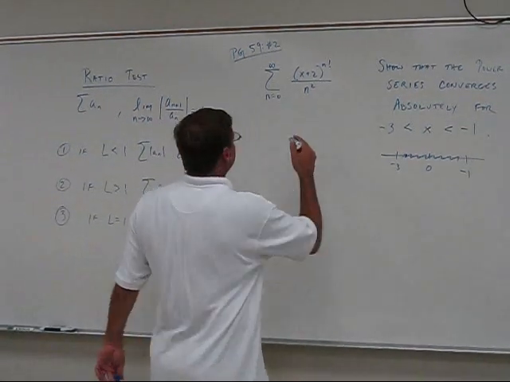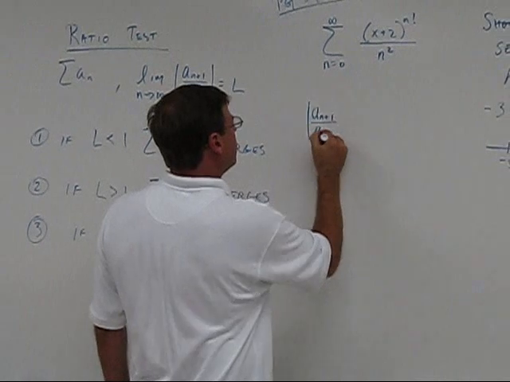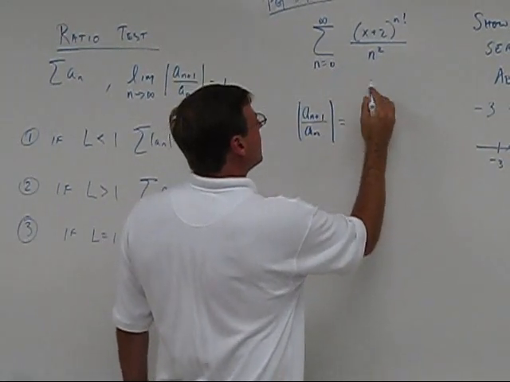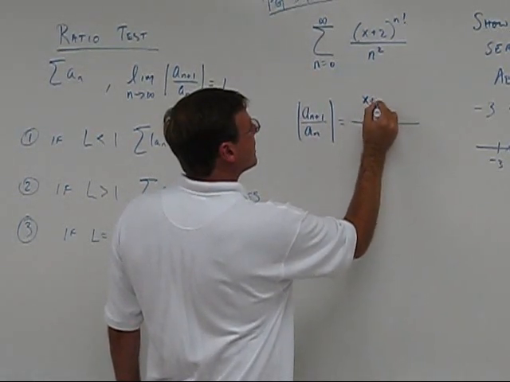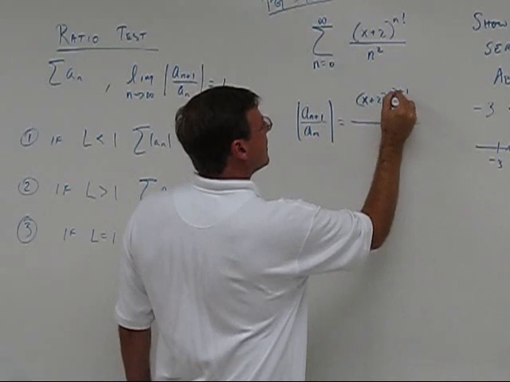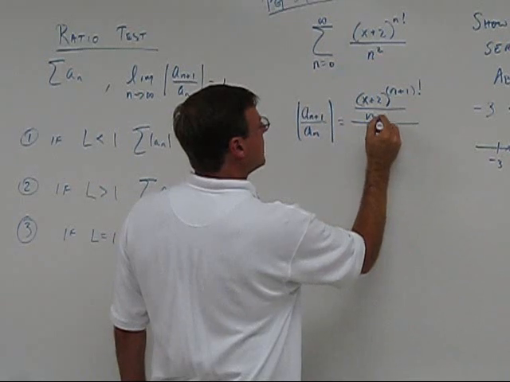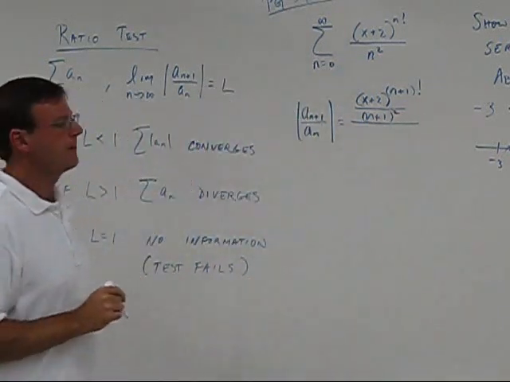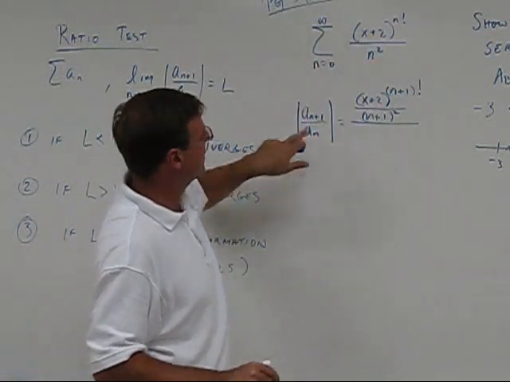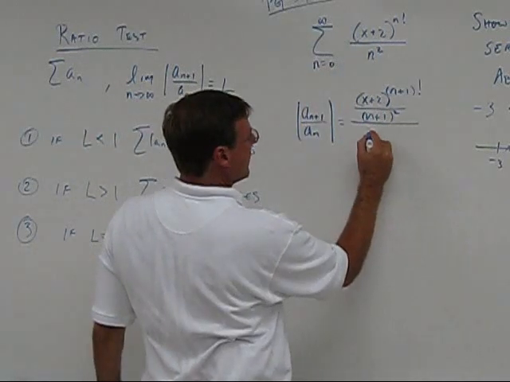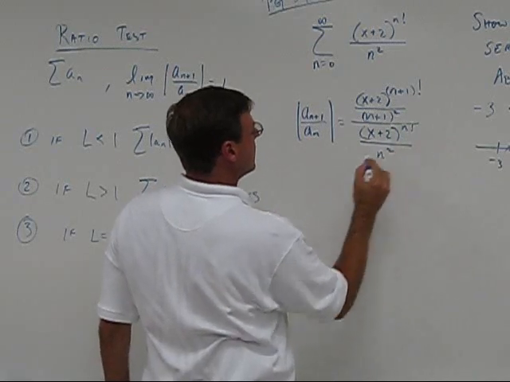So let's take the ratio here. a_{n+1} over a_n, that's equal to, it's a big fraction. So on top I have (x+2) to the (n+1) factorial over (n+1) squared. That's the first term. It's the a_{n+1}. I replace everything that has an n in it with n+1. Then a_n is just simply that repeated: (x+2) to the n factorial over n squared.